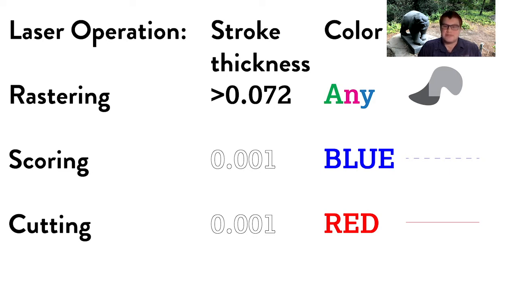These last two each have a specific color. Scoring uses blue, cutting uses red. These two vectorized cuts need to have a hairline or a 0.001 thickness line. Anything not in these two colors or thicker than around 0.072 points will be rastered on. So any filled shapes will automatically be rastered regardless of color. The color will only set the approximate depth of the raster on a gray scale.